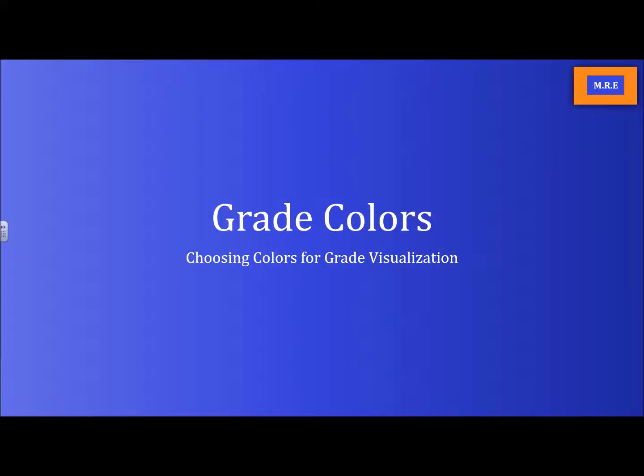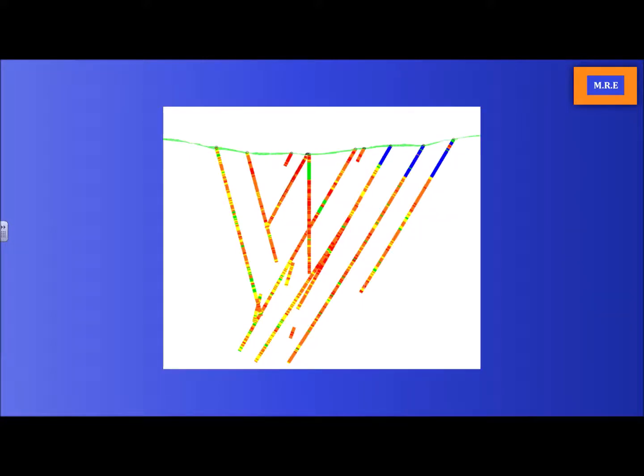This is a short topic, but an important one to me, where I discuss how I go about choosing colors for grade visualization. So when I look at drill holes in space, I want to see grade represented as color. And if I'm thoughtful when selecting those colors, my understanding of grade variability throughout the deposit will be greatly improved.